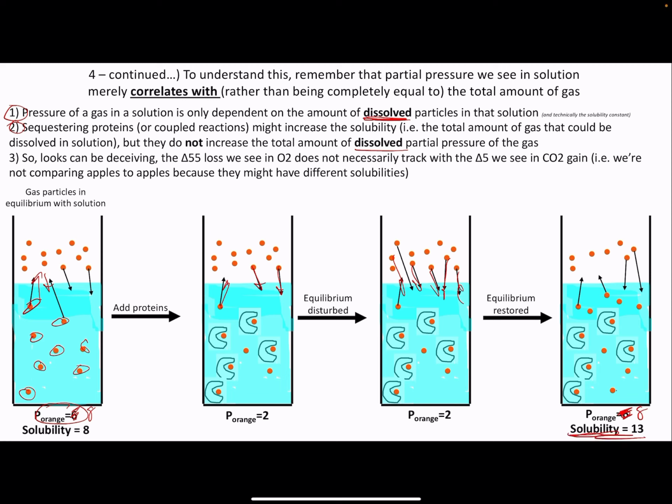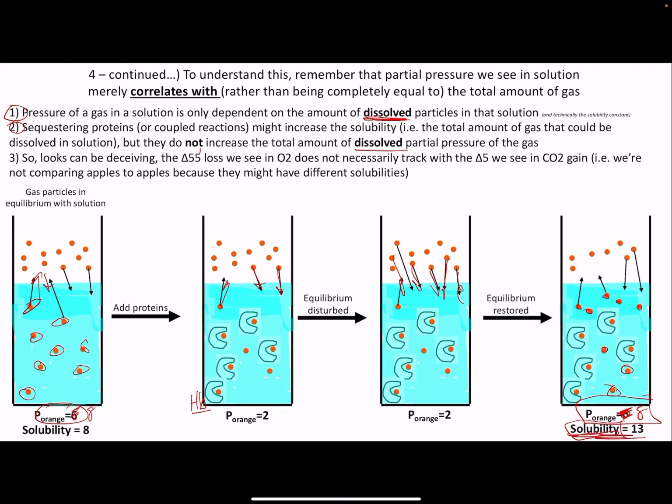Solubility means the maximum amount of gas particles that could get into solution. I count 13. But in terms of the free dissolved particles, they are the only ones actually contributing to gas pressure. It's still 8. So notice that adding a sequestering protein like hemoglobin increases the solubility, but it does not necessarily increase the pressure, because the amount of dissolved particles at the end of the day is more or less the same. That's just a general rule of thumb.